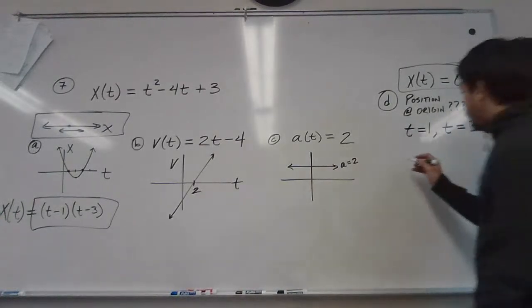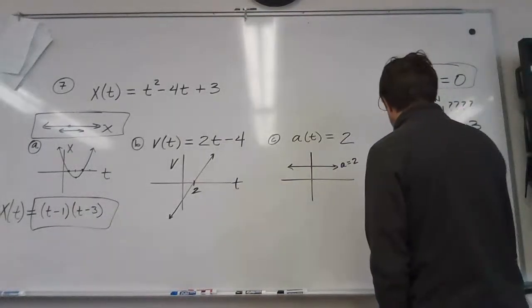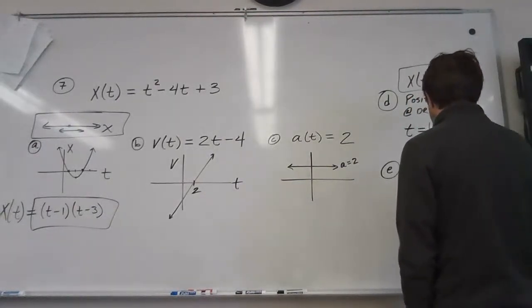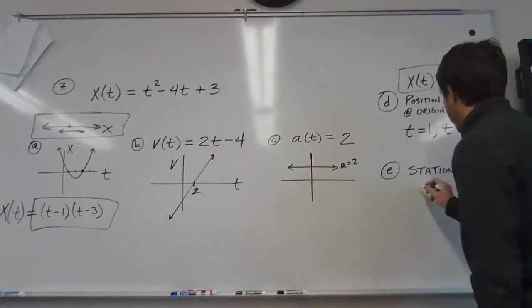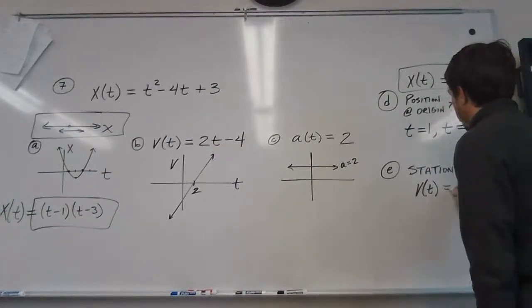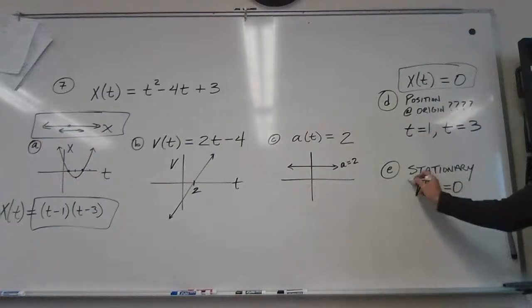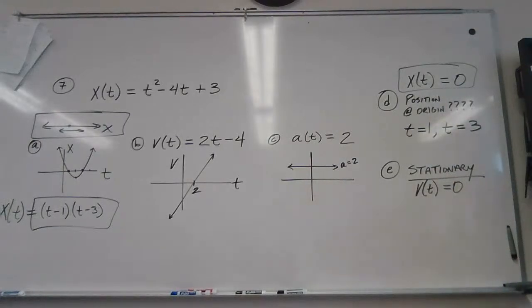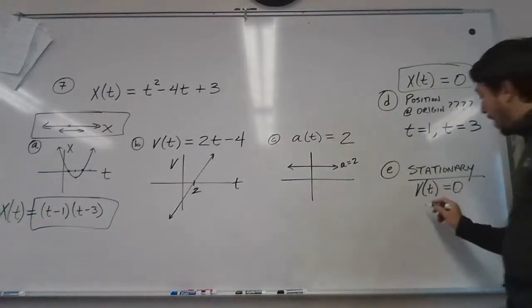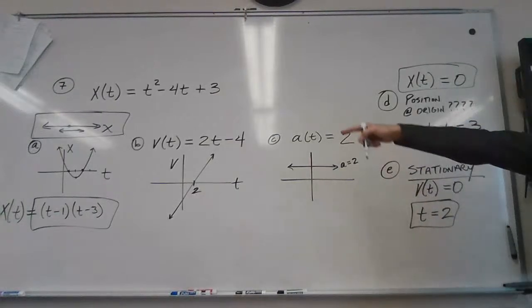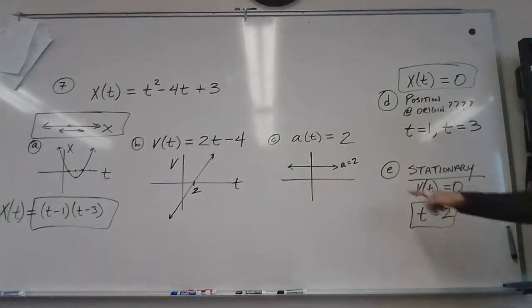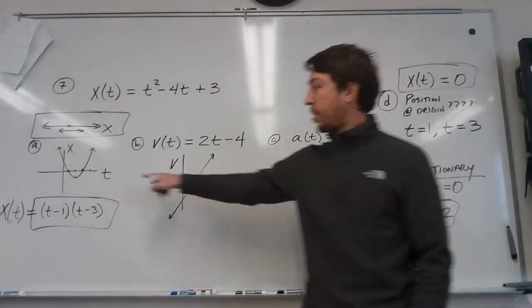When is the particle stationary? T equals 2. Very good. The word stationary means that the velocity function is equal to 0. So there's our vocab of the day. That happens when time is 2. Now there are 2 spots in our problem where we could determine that number. We could have looked here, or we could have looked there.